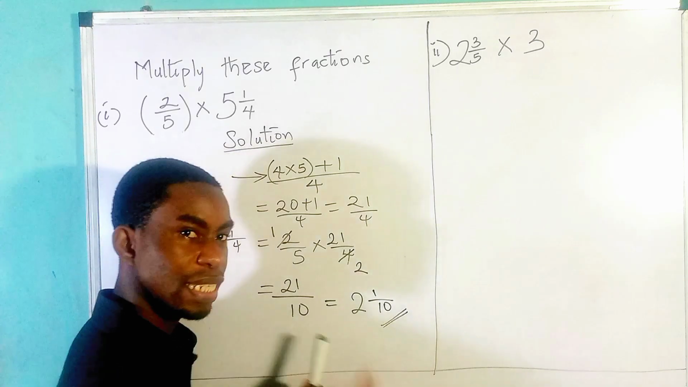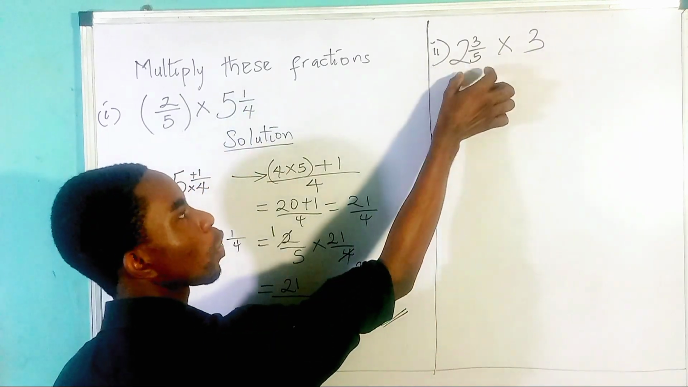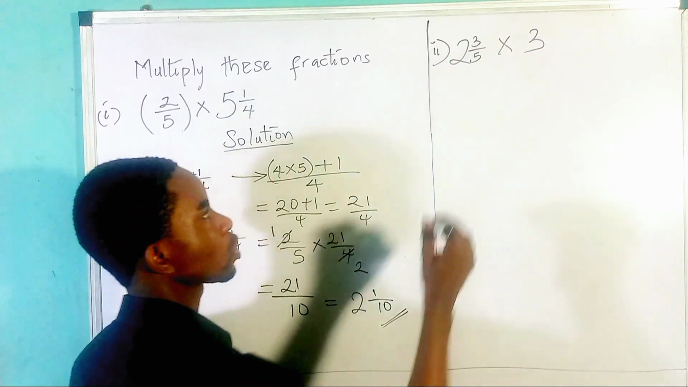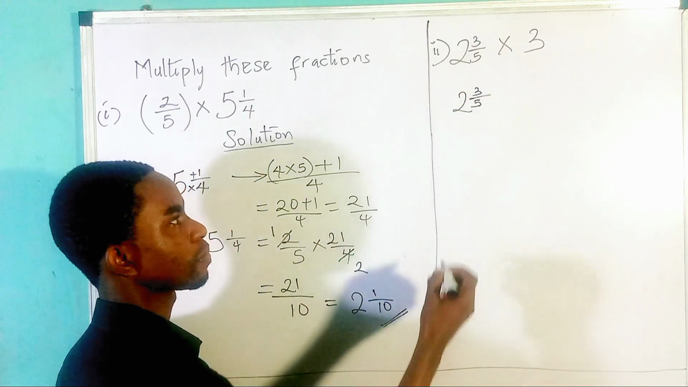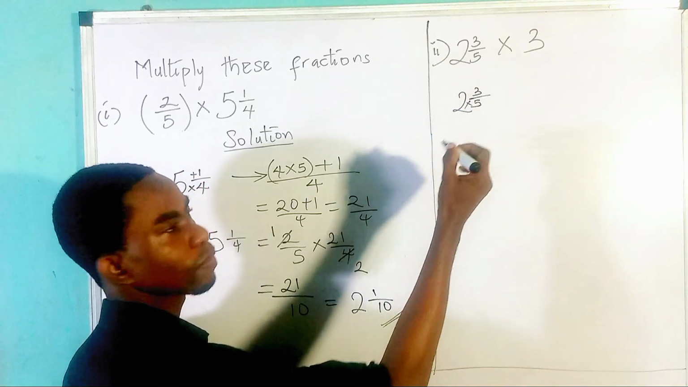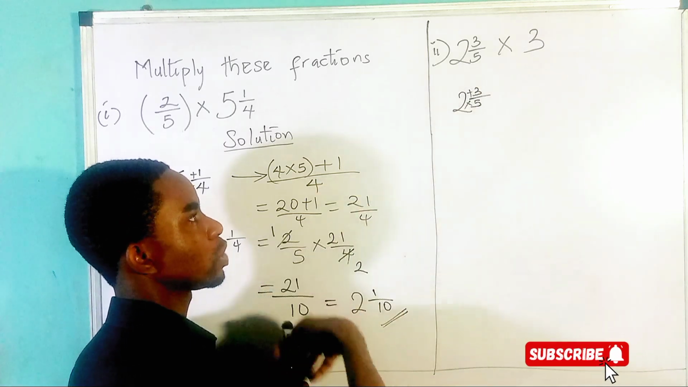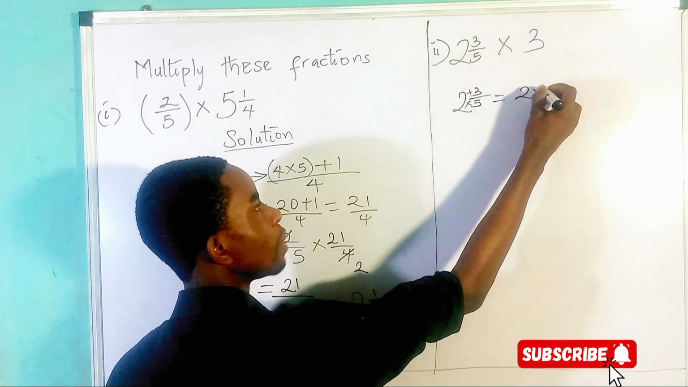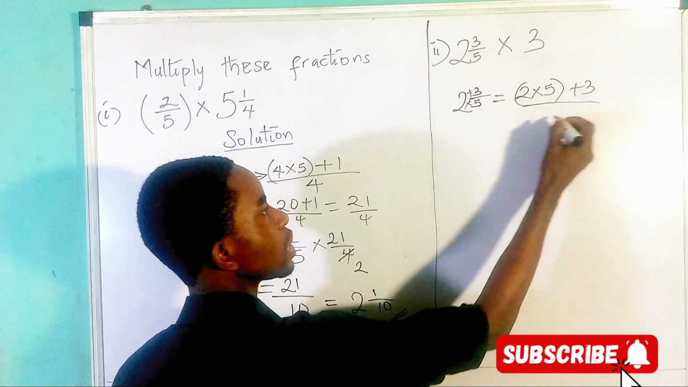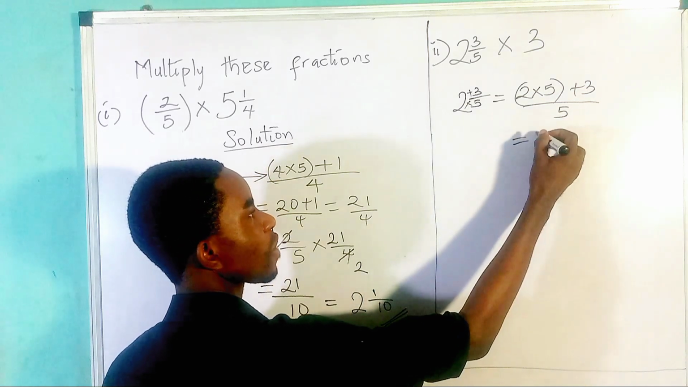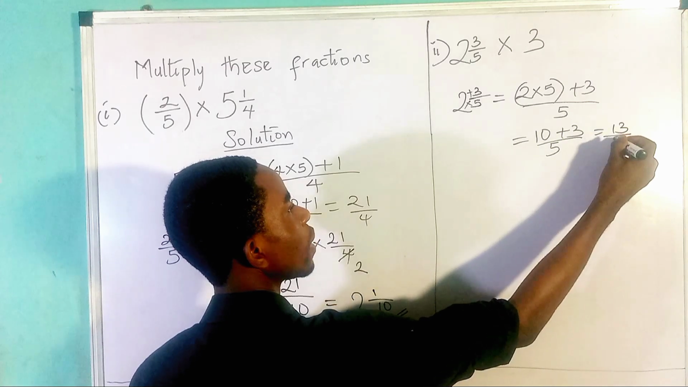For number 2, the same process, right? Step 1, convert this to an improper fraction. So the same process: 2 whole number 3 over 5, multiply 2 with 5, then add the numerator to it. So this becomes 2 times 5 plus 3. Don't forget the denominator, which is still 5. So 2 times 5 is 10 plus 3 over 5, and that is 13 over 5.